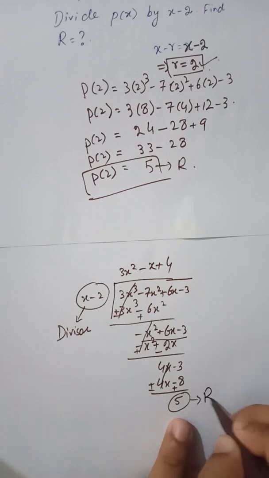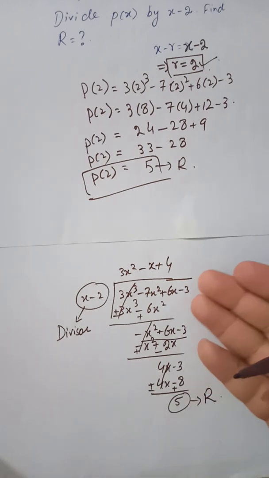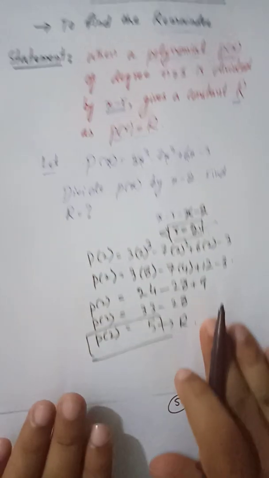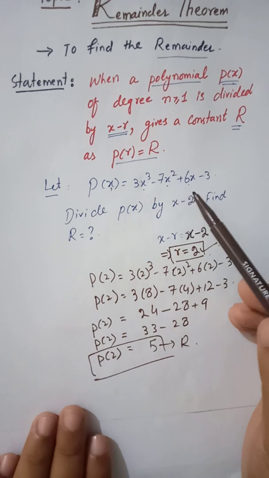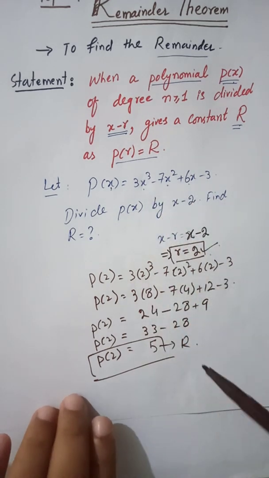So the process is stopped and this is your last remainder. You clearly see that you get this remainder by the division method, and you also get the same remainder by just plugging the value of 2 in the given polynomial and calculating the expression.